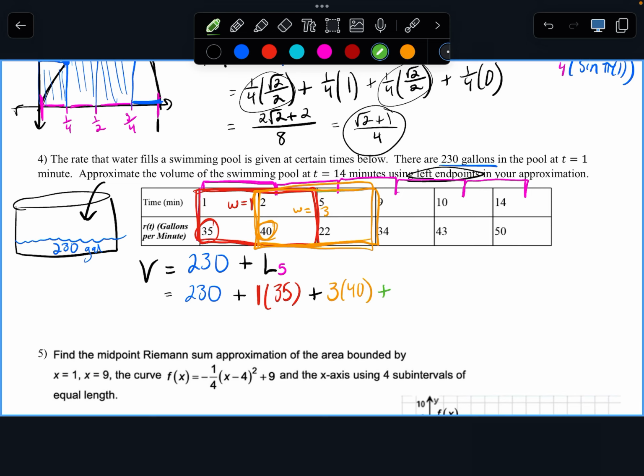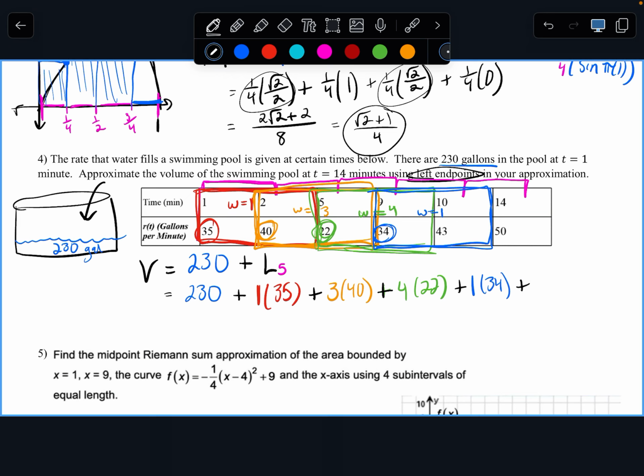Then for the next one, I'm going 5 to 9, which is a width of, what is that, 4? 5 to 9, 4. Left endpoint, 22. And then I go 9 to 10, with 9 to 10, 1. Left endpoint, 34.